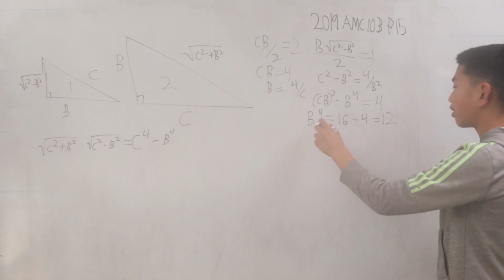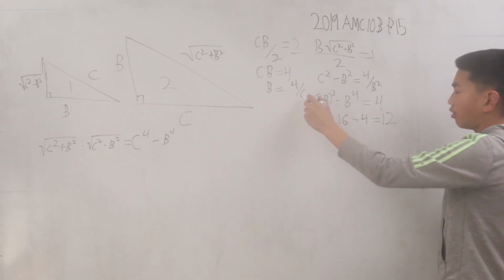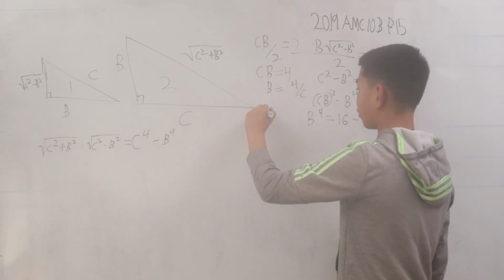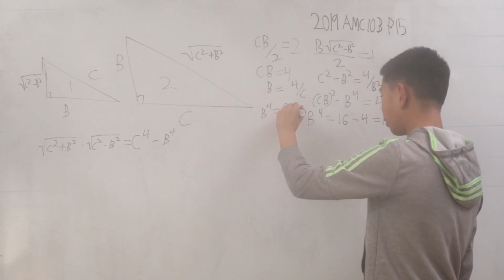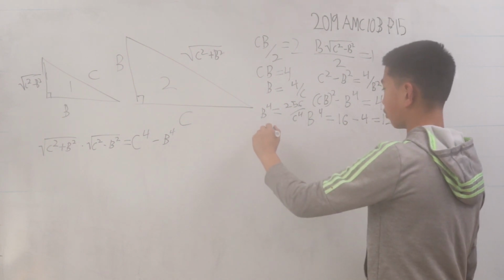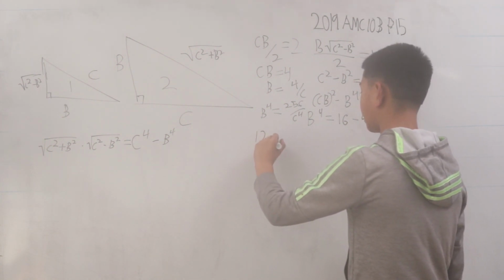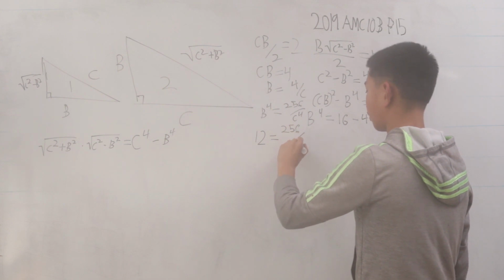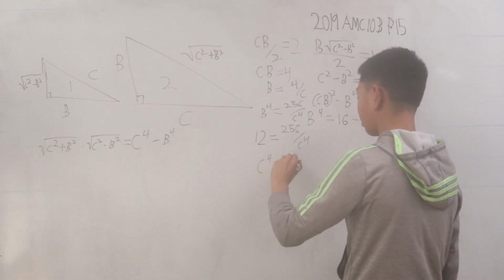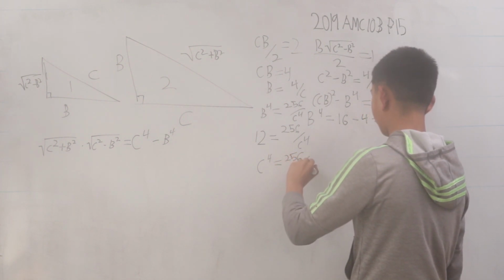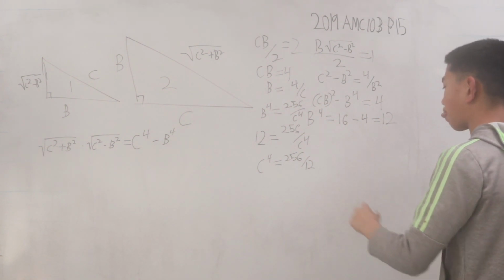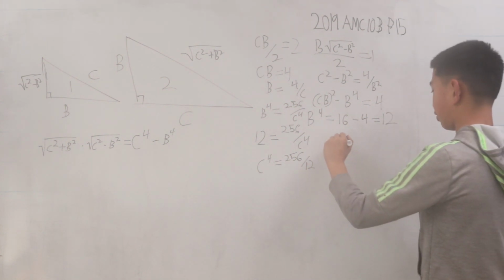Okay, since B to the 4th is 12, we can solve for C, because B to the 4th here is 256 over C to the 4th power. Therefore, this is 12. So 12 is equal to 256 over C to the 4th power. C to the 4th power is equal to 256 over 12. So 256 over 12. I'll just do it as is.